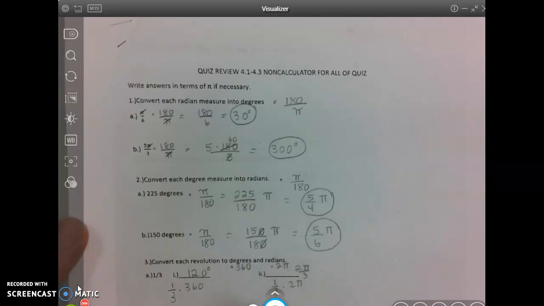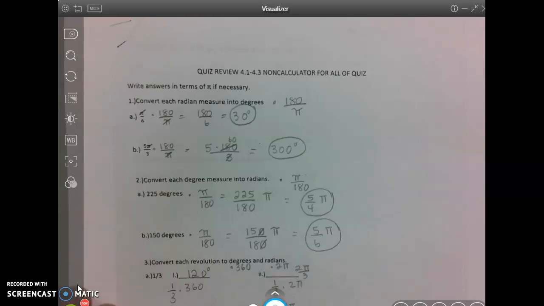For letter B, 5/6, I'm going to have 5/6 times 360, and I know that 360 divided by 6 is 60. 5 times 60, I get 300 degrees. 5/6 times 2 pi, 2 and 6 become 1 and 3, so I get 5 pi over 3.